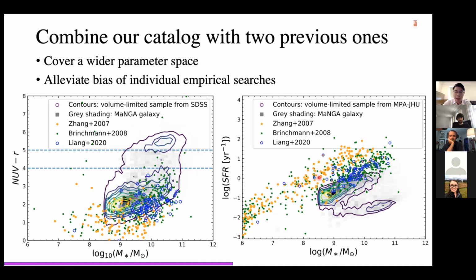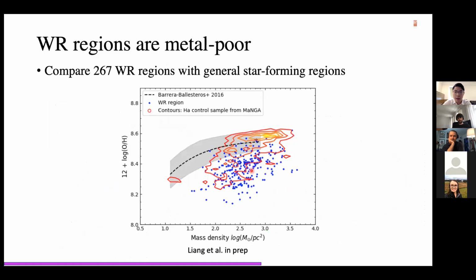So basically, that's how the basic parameters are distributed for our catalog and the 2 previous catalogs. And we also had a look at the metallicity of our resolved WR regions. Plotted in gray is the general population of galaxies on the mass metallicity relation, and our new catalog is plotted in the blue dots. Apparently they are lower than the general trend. So this is how we say that our WR regions tend to be metal poor.